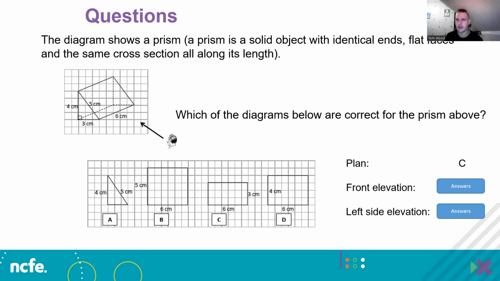They tend to favor asking about angles a little bit more when we get to level 2. But that's all I'm going to see there. So if I'm looking at the front, then what am I going to see? Well, in this case, I'm going to see a rectangle again, and it's going to be 6 centimeters long and 4 centimeters high.